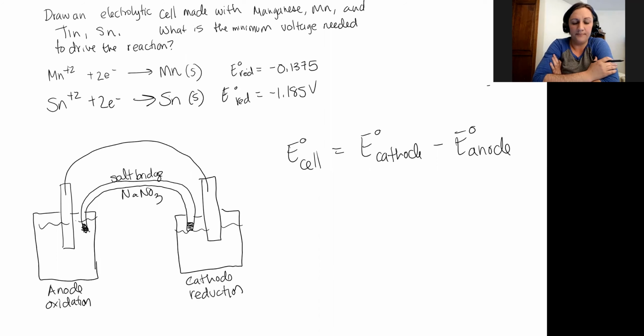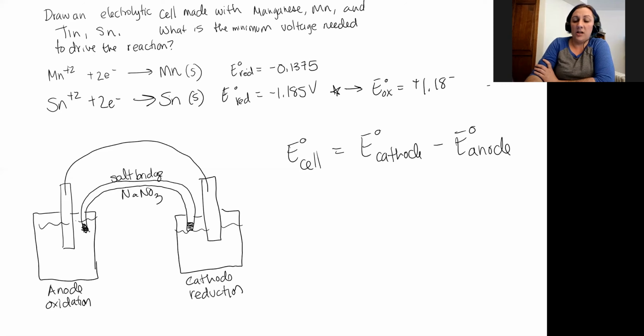So I pulled the half reactions for the reductions and their potentials for manganese and tin off of our standard reduction potential table. So manganese has a reduction potential of negative 0.1375, and tin has a reduction potential of negative 1.185. So just evaluating these two, if I was going to design a voltaic cell, I would say, oh, wow, that negative 1.185, that means the oxidation potential is positive 1.185.